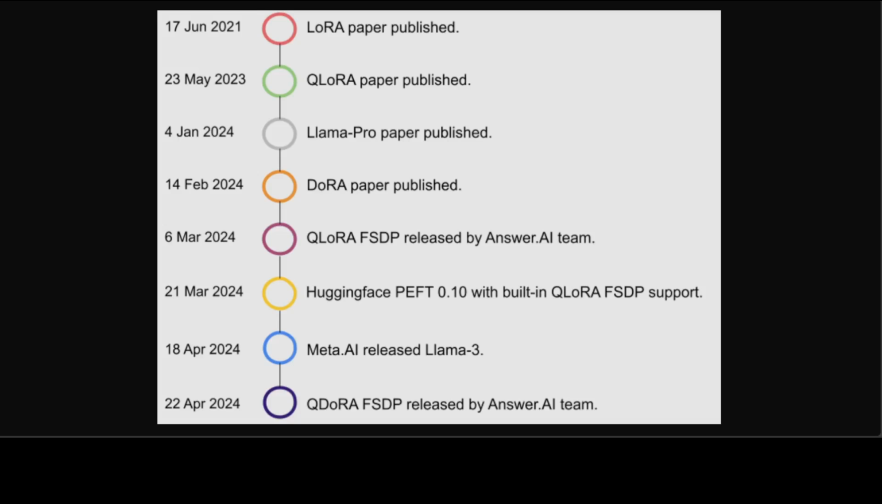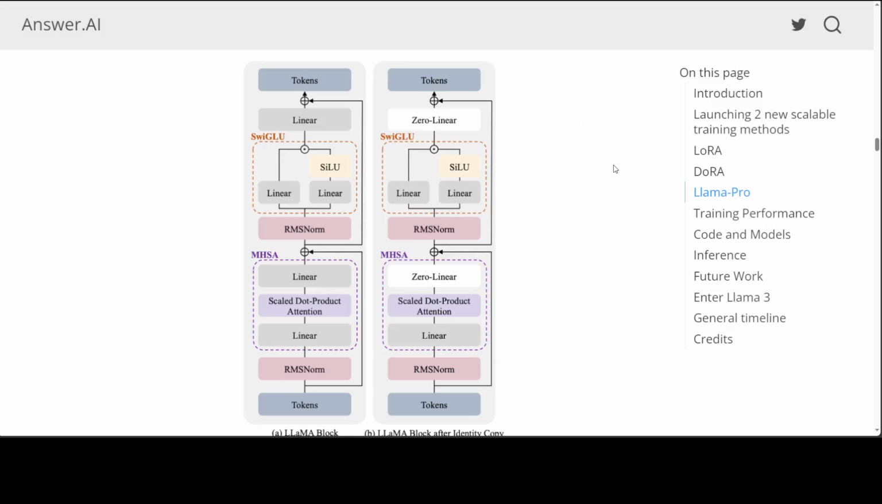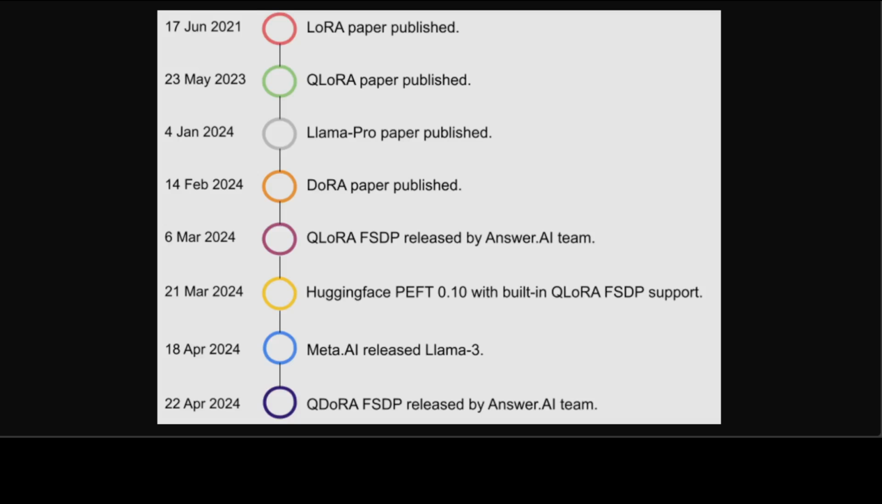Let me quickly show you, this is what the Llama block is, comprising an MHSA mechanism followed by the FFN with SwiGLU activation. Also, in the second column, the identity Llama block after an identity copy, achieved by initializing the output linear matrix to 0 in order to preserve the output from the base Llama model. So this is what this Llama block is.